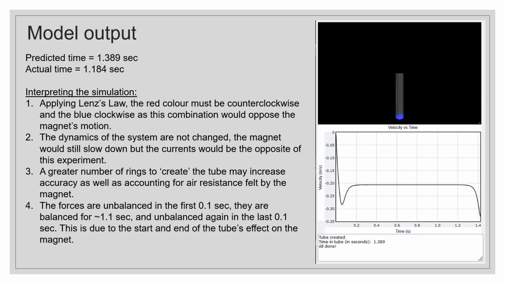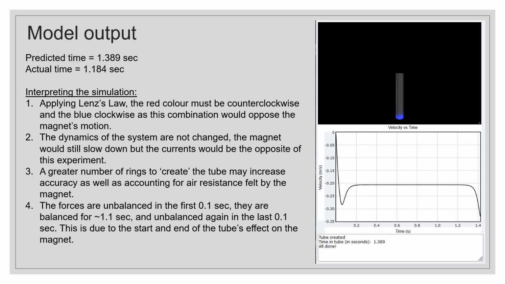As for the result of the model, the predicted time is 1.389 seconds, while the actual time was 1.184 seconds. For the interpreting the simulation questions, by applying Lenz's law, the red color must be counterclockwise and the blue clockwise, as this combination would oppose the magnet's motion, which is what we observed. The dynamics of the system would not be changed if the magnet is flipped, because it would still slow down, but the currents would be the opposite of this experiment.